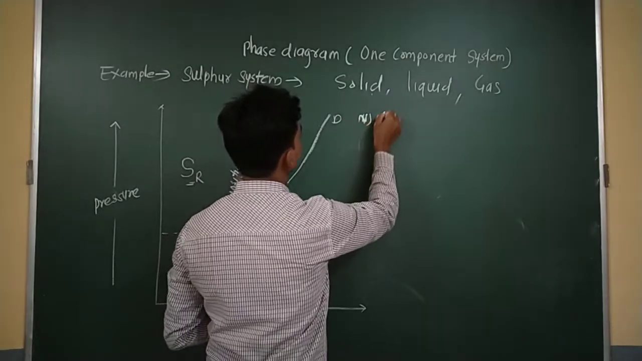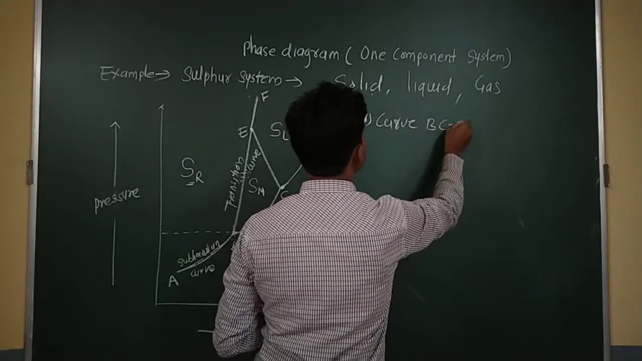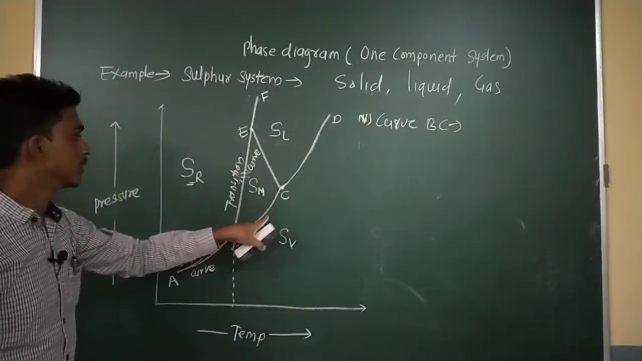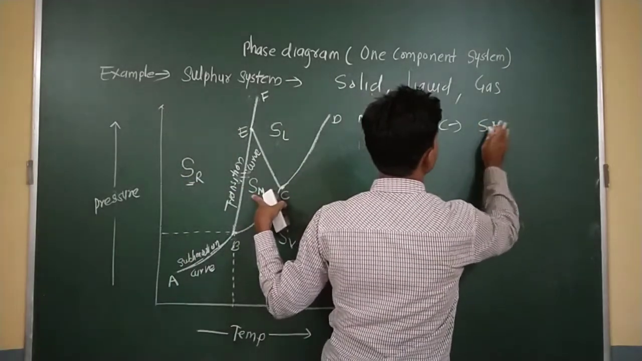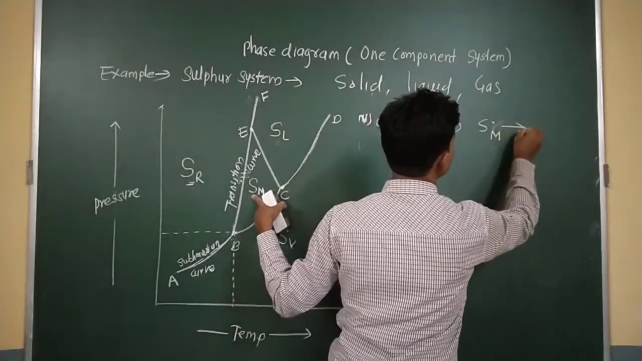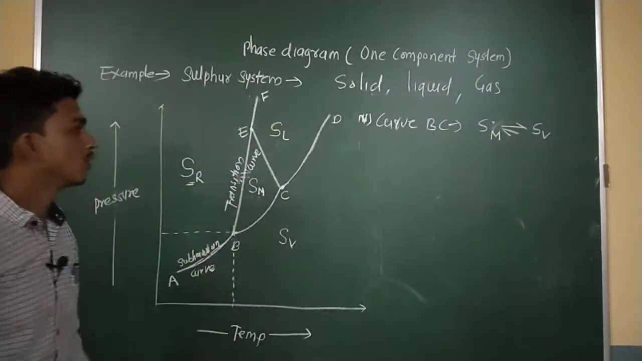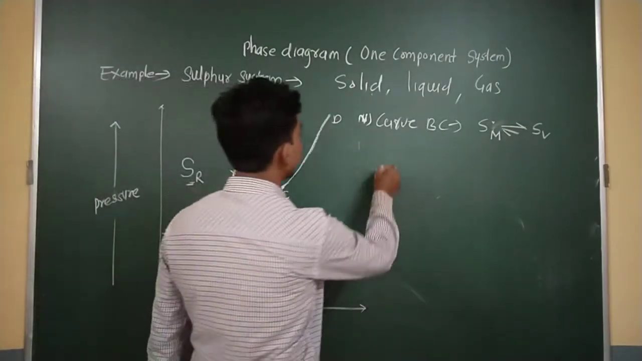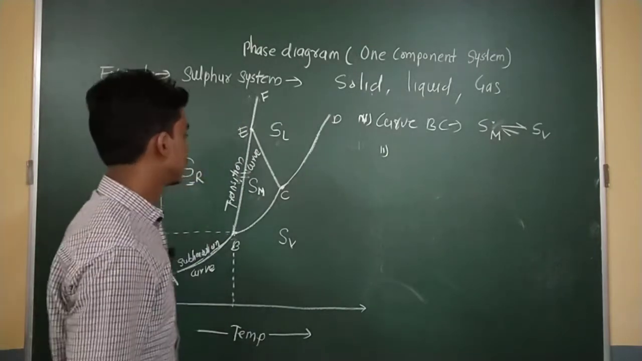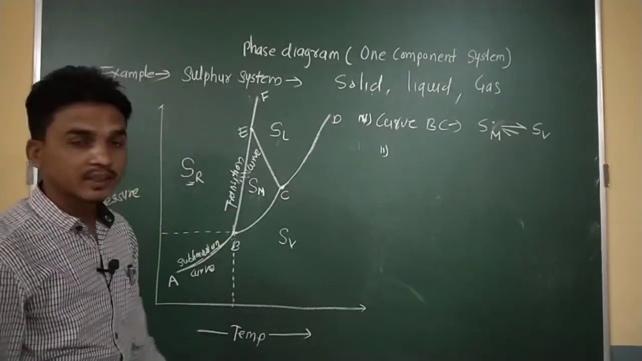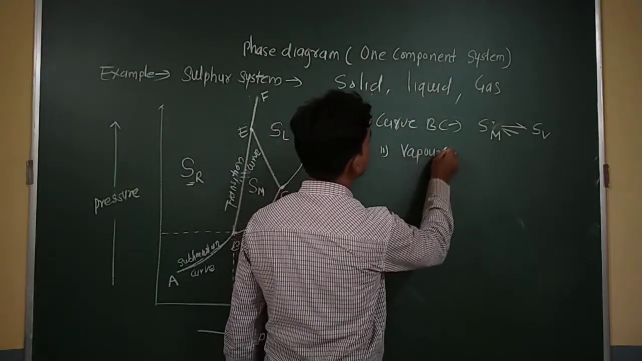If I select the curve B to C, that curve is in equilibrium with what? This SM, that means sulfur in a monoclinic form is in equilibrium with SV. This curve is known as a fusion curve. We can say fusion curve, or we can say vapor pressure curve.